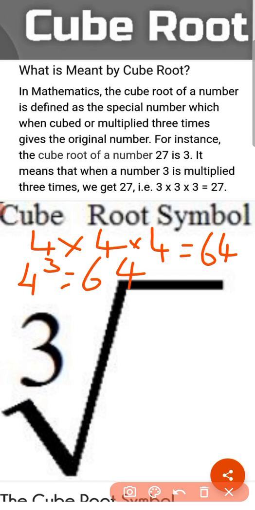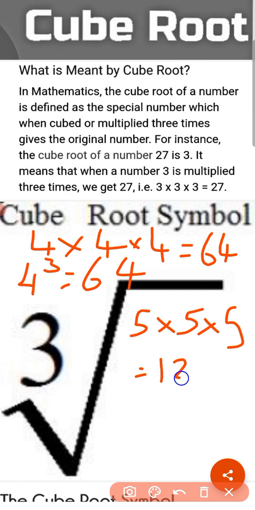Or 4 cubed is equal to 64. 4 cubed, that means 4 into 4 into 4 is equal to 64. Okay. Children, 5 into 5 into 5. That is 5 cubed. 5 cubed is equal to 125. So, what is the cube root of 125? 5. 5 is the cube root of 125.